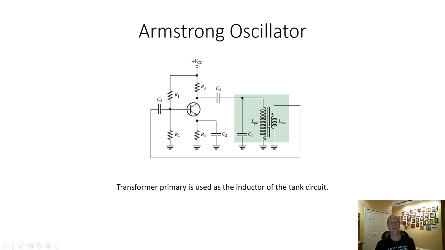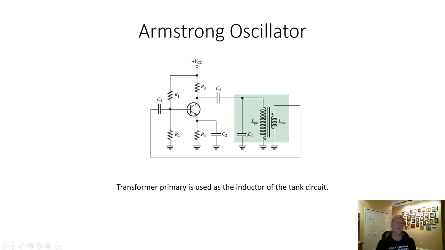All right, that output supports a frequency determined by the resonant frequency of the tank circuit here formed by the primary of the transformer and the capacitor. So the Armstrong oscillator uses a transformer. Okay.